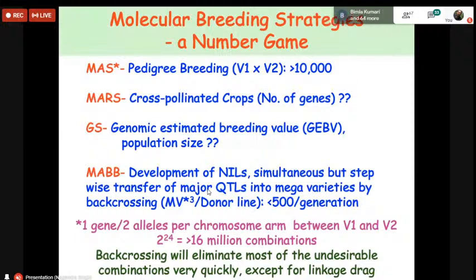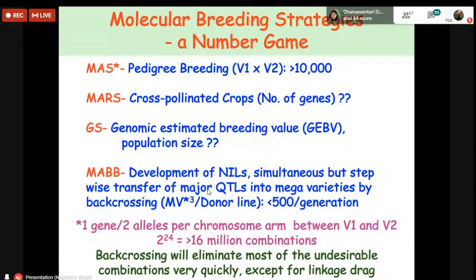These mega varieties are a rare combination of genes. I can just tell you what that rare combination is. Suppose you take rice, which has 12 chromosomes, so 24 arms are there. So we can take one gene on each arm near the telomere.